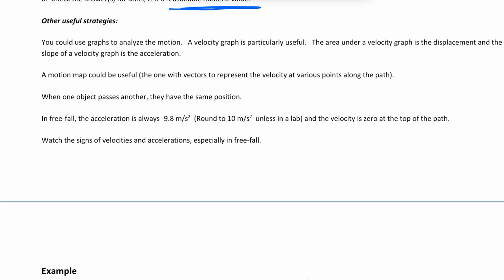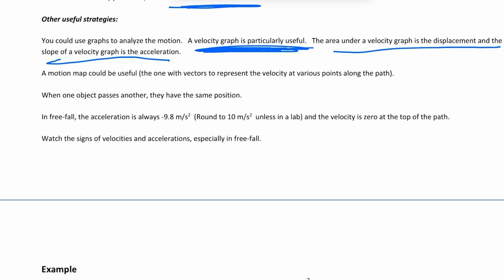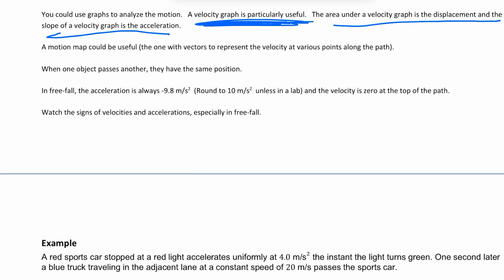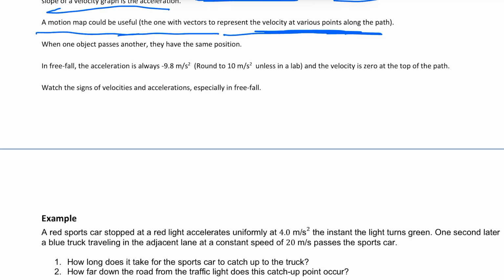Now, you could use graphs to analyze the motion. A velocity graph is particularly useful. This is super important. If you can draw a velocity graph, that's almost always the best one, not the distance one, but the VT graph. Remember, the area in the velocity graph is the displacement. The slope of the velocity is acceleration. Oftentimes, a motion map can be useful with vectors to represent the velocity at various points along the path. These things all will make a big difference.